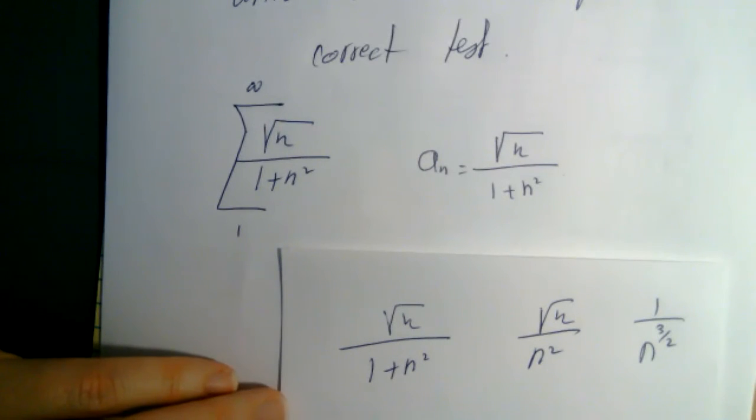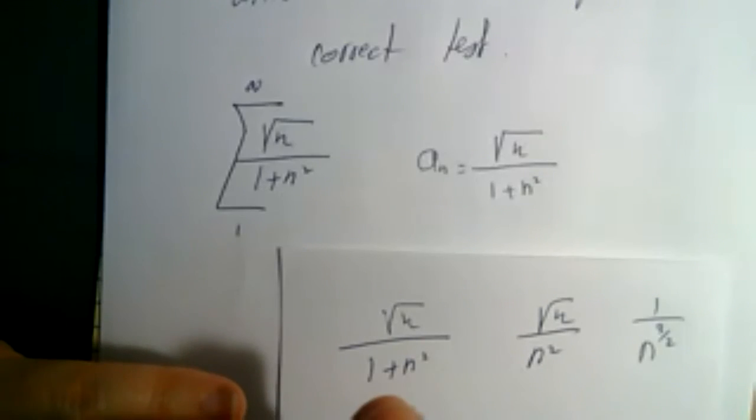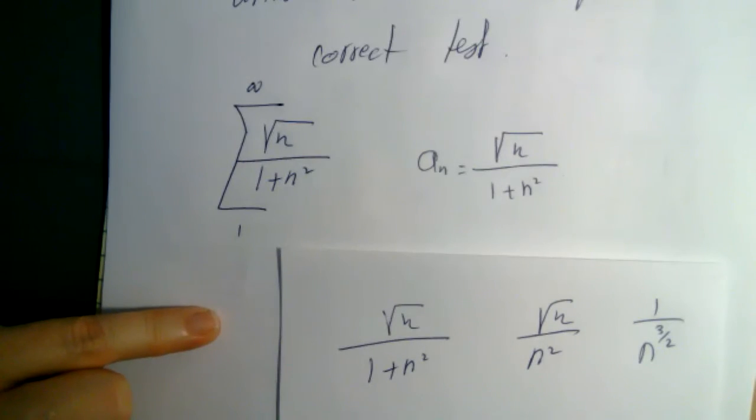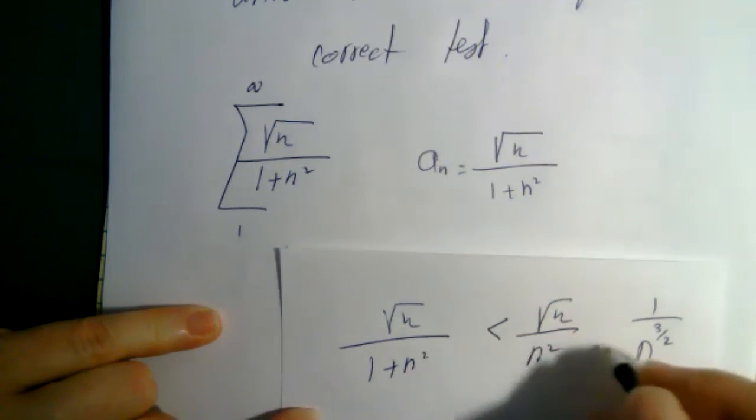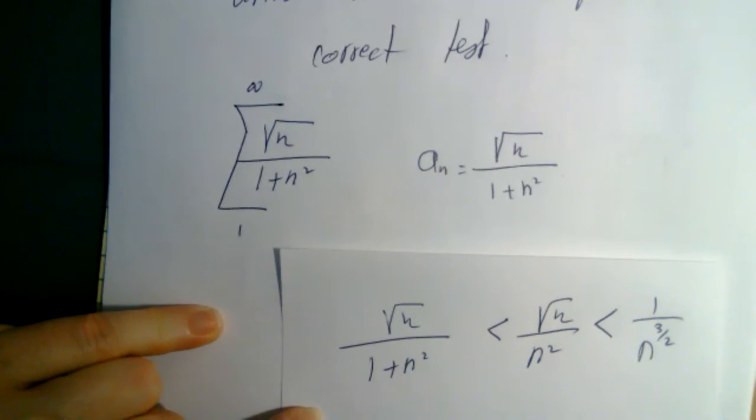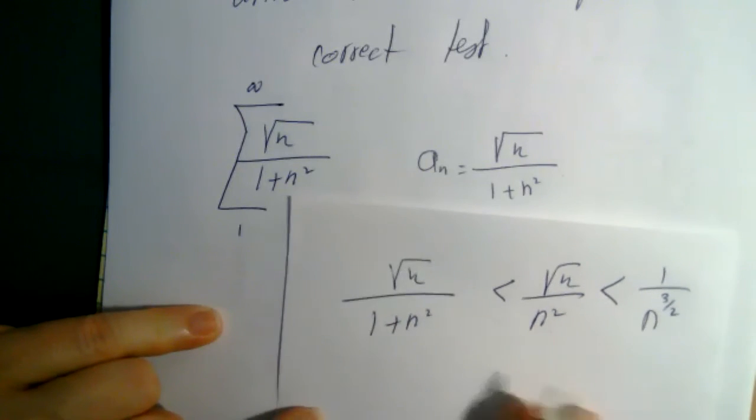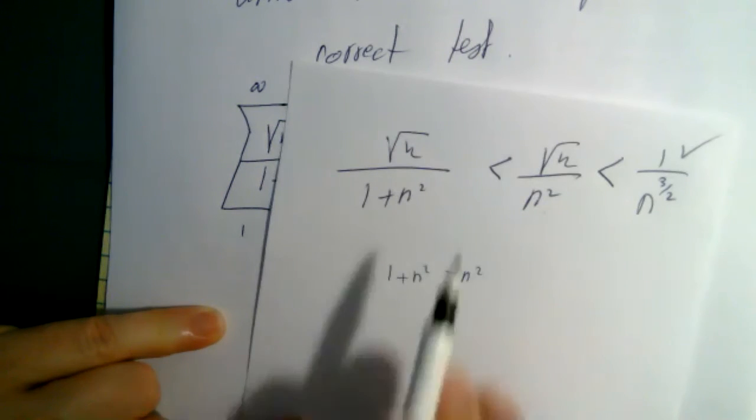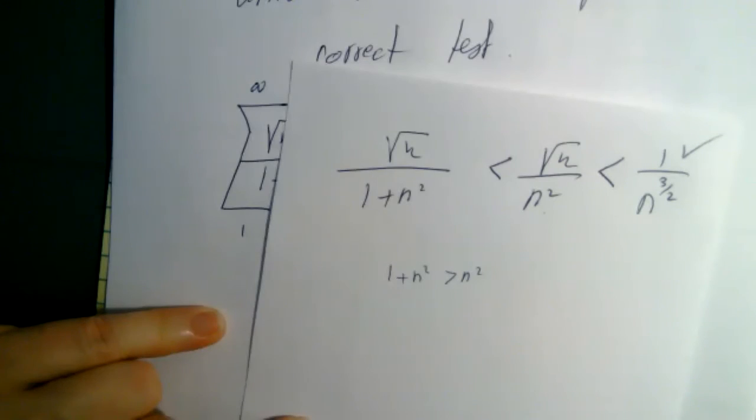Okay, which test are you using? Is it the ordinary comparison or the limit comparison? That's my concern. If you're using the ordinary comparison, it means you have to justify that. So is this inequality correct? 1 plus n squared is larger than n squared, correct? So when we flip it, it's correct. Okay, so we have to make sure the inequality holds.